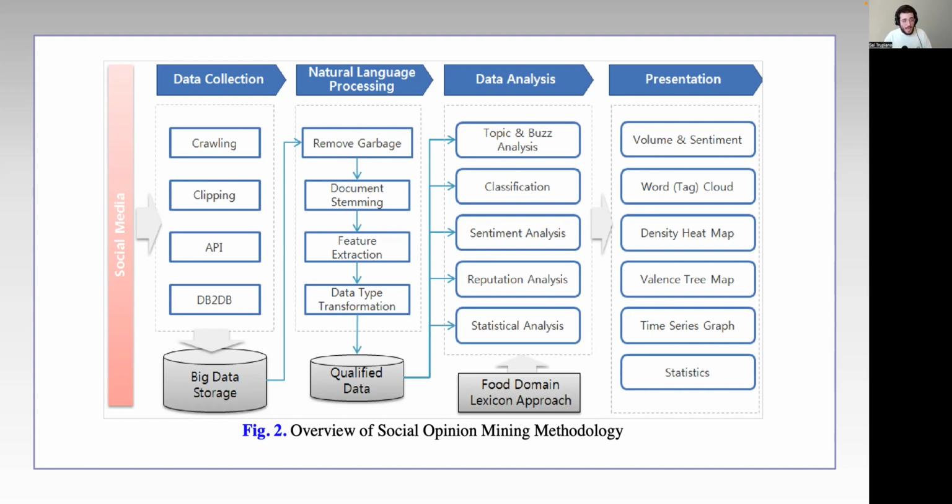Then it's going to be analyzed for topic and buzz analysis. It's going to classify different things into author ID, post subject, things like that. Then we're going to do a sentiment analysis, reputation analysis, and then statistical analysis. That's also being done using a lexicon approach to increase accuracy, which we're going to go over later as well. Finally, we're going to present it using graphs and tables and things like that. So we'll also go over that later.